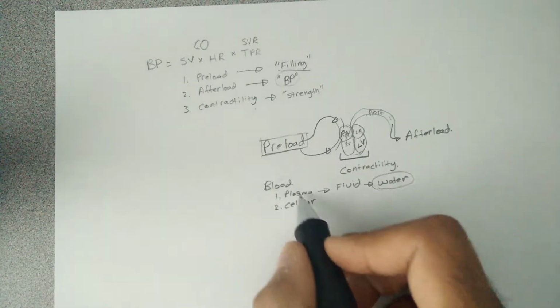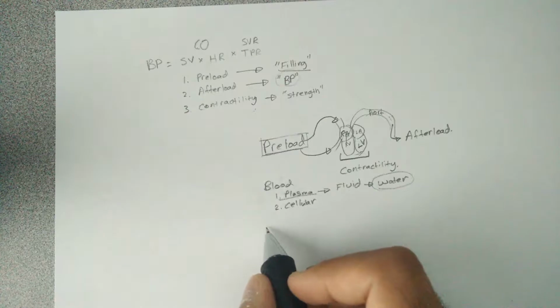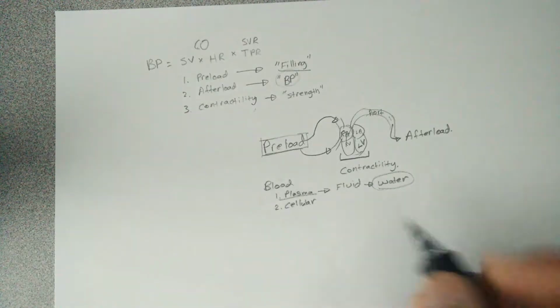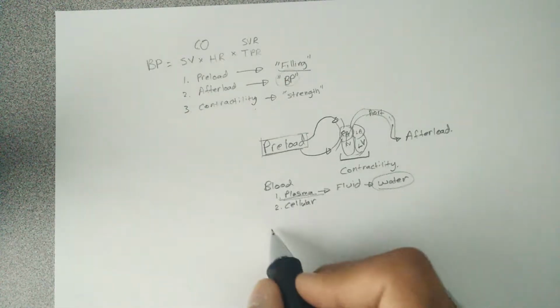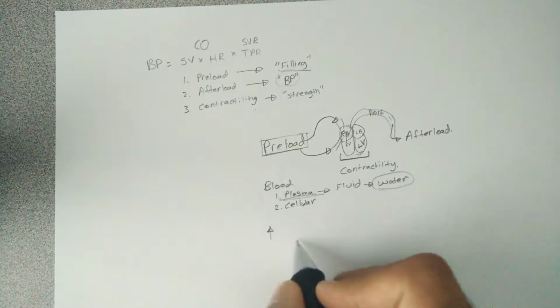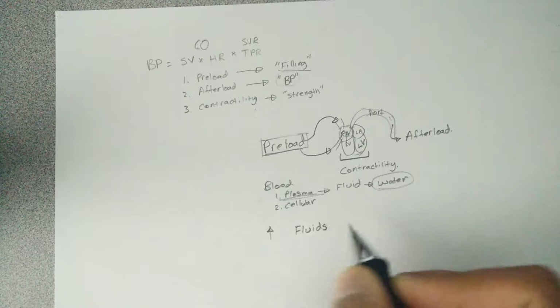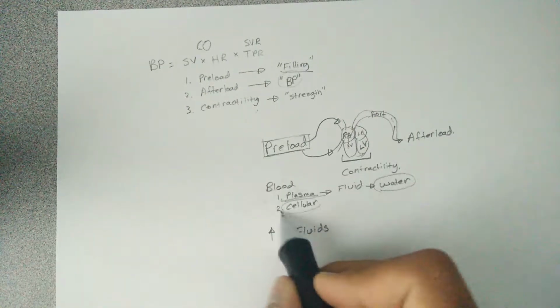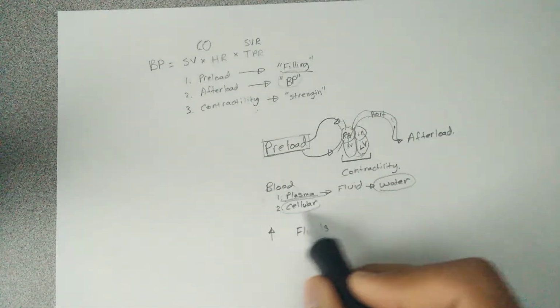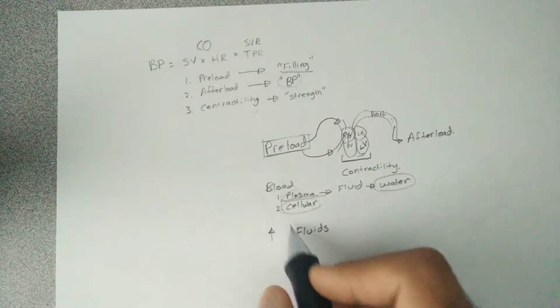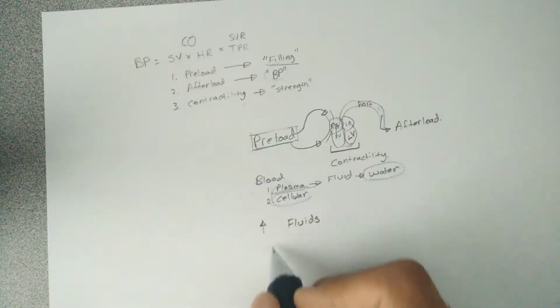So how do we increase the plasma component? Well, that's easy. You can give someone IV fluids or oral fluids or any sort of fluids. You can increase the preload. So to increase preload, we can give fluids. You can give packed red blood cells, which would be the cellular component. You can give whole blood, which is everything. So that's how we increase preload.